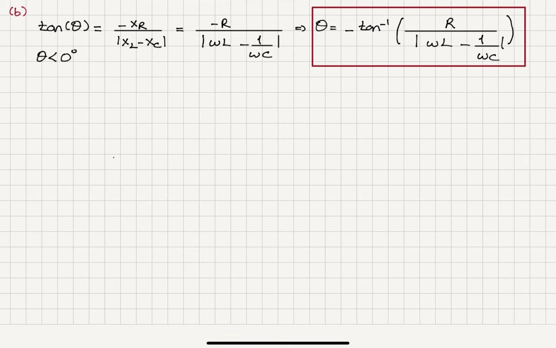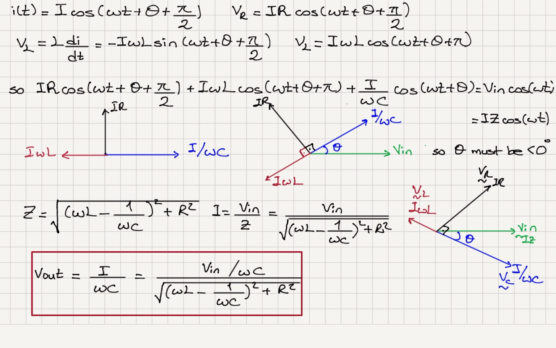I know that tangent is an odd function because sine is an odd function. Sine of minus theta is minus sine theta, whereas cosine of minus theta is cosine theta. Cosine is an even function. So theta is minus tangent inverse of R over the absolute value of omega L minus 1 over omega C. So this comes from this phasor diagram basically. You can see if you plot these phasors like this, it's XC minus XL and R. It's going to make a right triangle to determine the Z value here.